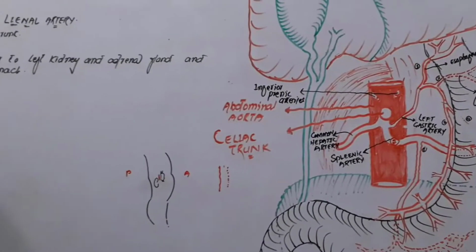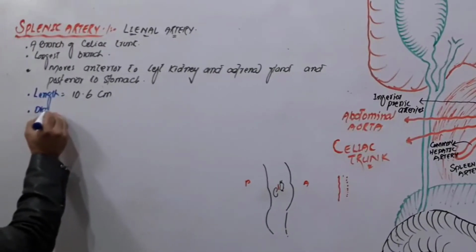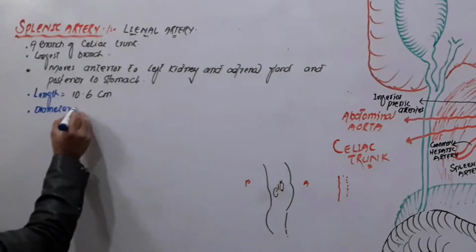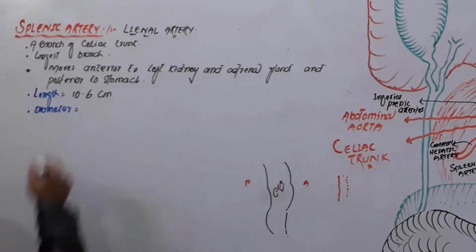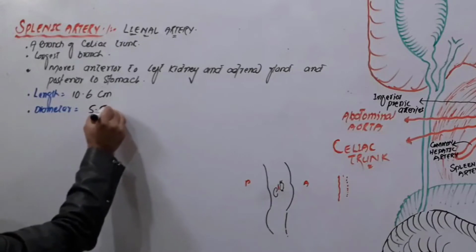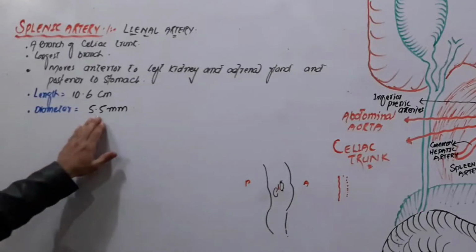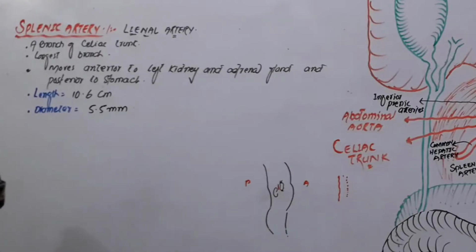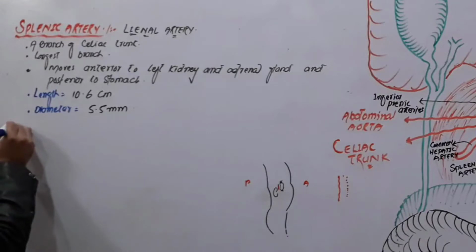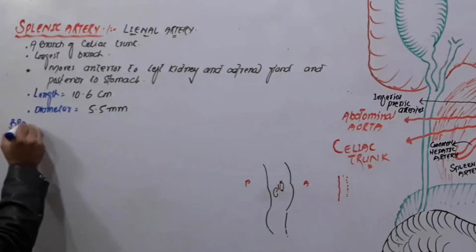Clear, friends? And what is the diameter of this artery? Its diameter is about 5.5 millimeters. It's a little bit narrower artery, so its diameter is about 5.5 mm. Now, what are the branches which arise from this artery?